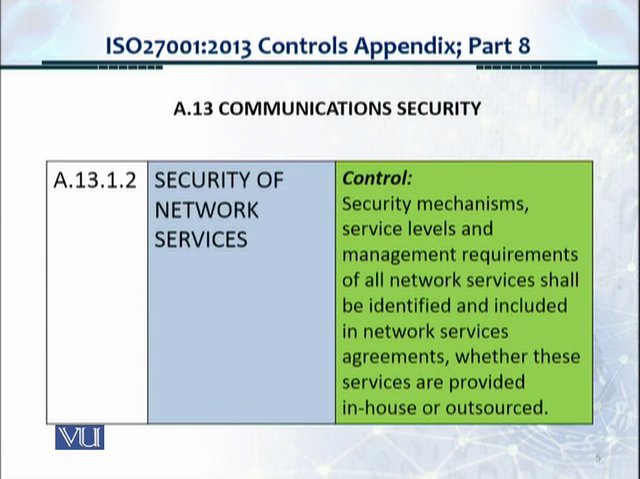Now, services is not a device, it's a service. So the green part says security mechanisms, service levels, and management requirements of all network services shall be identified and included in network services agreements, whether these services are provided in-house or outsourced. So we could have an agreement with a third party to maintain the network connectivity to, let's say, 100 branches. And for that, we need to ensure the security of the network services and the mechanism, service level, management requirements, policy, etc., processes would all need to follow the organizational information security policy.